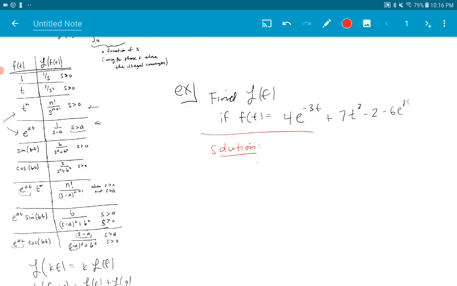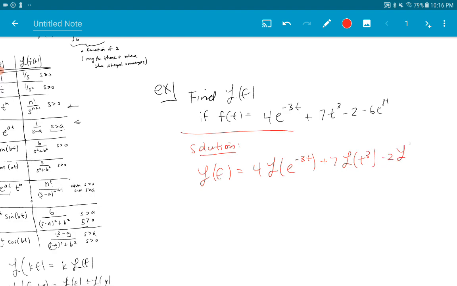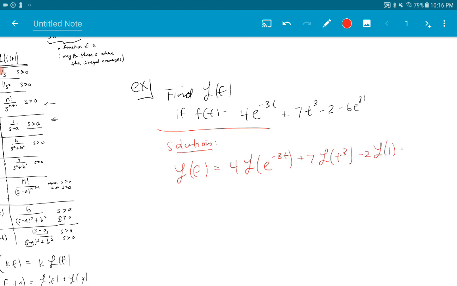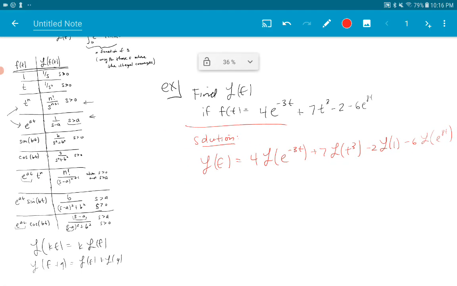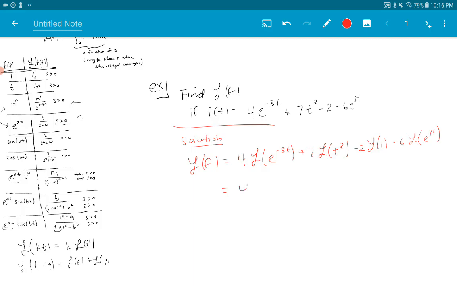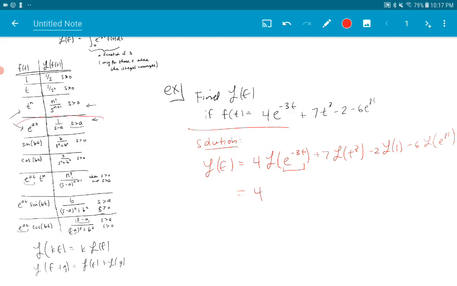As you know, we can split this up. So the Laplace transform of f will be 4 times the Laplace transform of e to the negative 3t plus 7 times the Laplace transform of t cubed minus 2 times the Laplace transform of 1 and minus 6 times the Laplace transform of e to the 8t. So we can use our table for these. This will be 4, and for e to the negative 3t, well, that's this formula here, where a is just negative 3. So it's 1 over s minus negative 3.